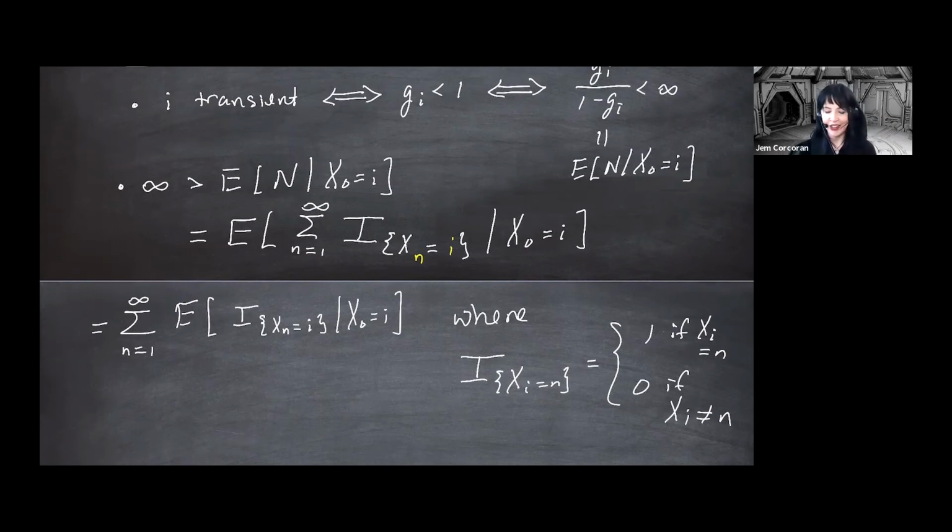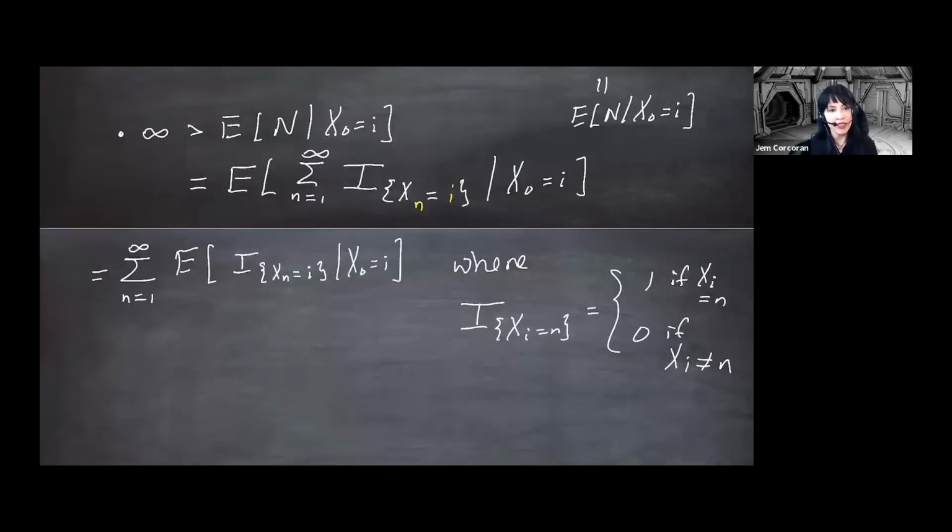So I interchange the sum. And then we've done the expected value of an indicator before. It is the probability of the event being indicated.